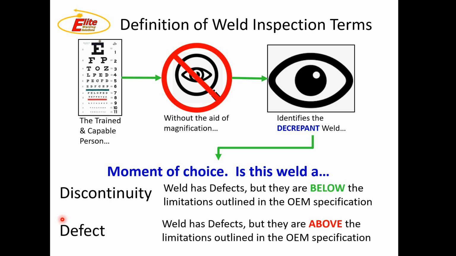So again, we go from the trained and capable person, without the aid of magnification, inspecting a weld and seeing it to be discrepant in some way. You're curious about it. You have to make a choice, and it's very quick. Is this a discontinuity? It's okay. It's a very small defect, so it makes the entire weld, looking at the entire weld, a discontinuity. Or is it a defect? We have to effect the repair right here, right now.